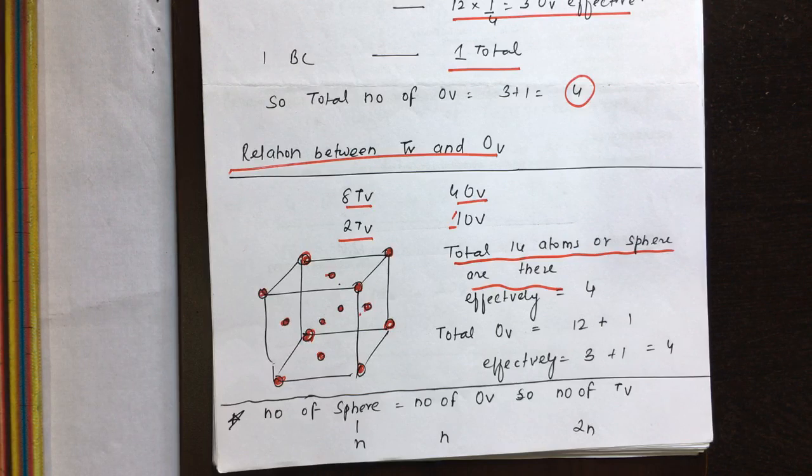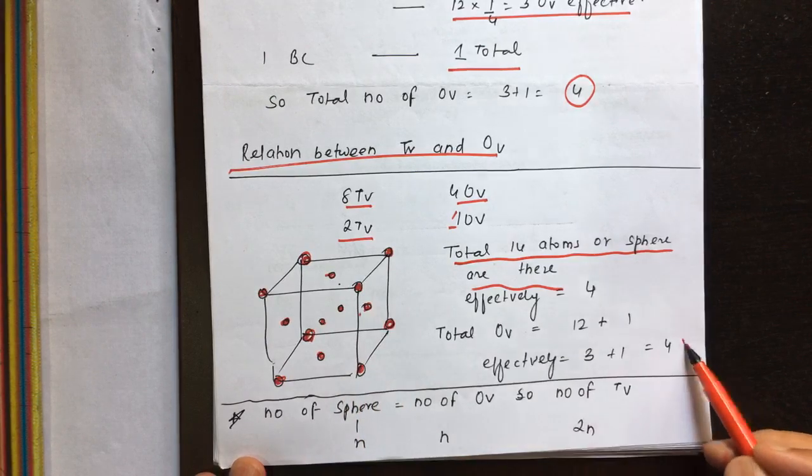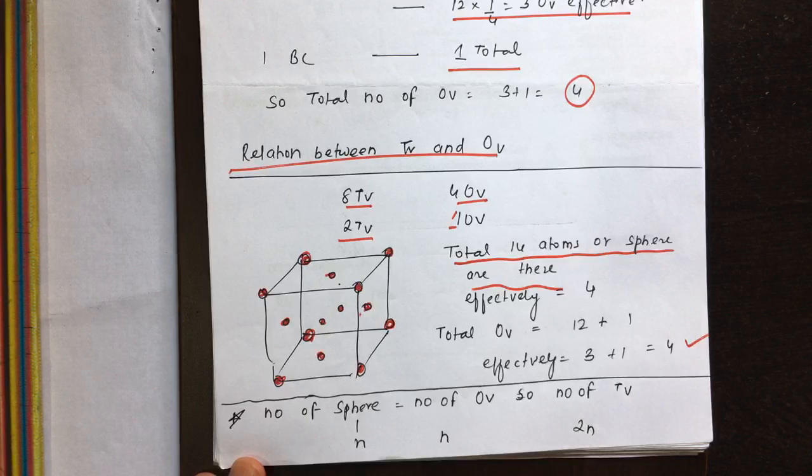So the total is 4 spheres. And how many atoms are there? If you see, there are a total of 14 atoms, 8 at the corners and 6 at the face centers. Effectively it is coming as 4. And how many octahedral voids are there? 12 at the edge center, 1 at the body center. Effectively the octahedral void count is 4. So for 4 spheres, there are 4 octahedral voids. So one sphere will have 1 octahedral void and 2 tetrahedral voids.